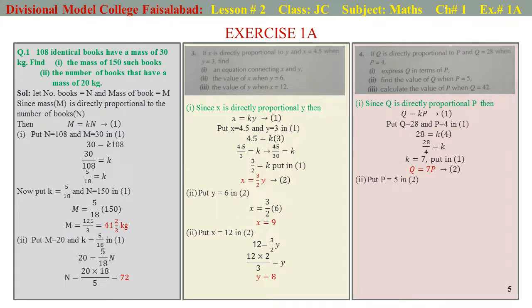Now for second part, we will put p is equal to 5 in equation number 2 to get the value of q. And for part 3, sorry, there is a mistake. Put q is equal to 42 in equation number 2 and get the value of p, which is 6. So this is question number 1, 3 and 4.